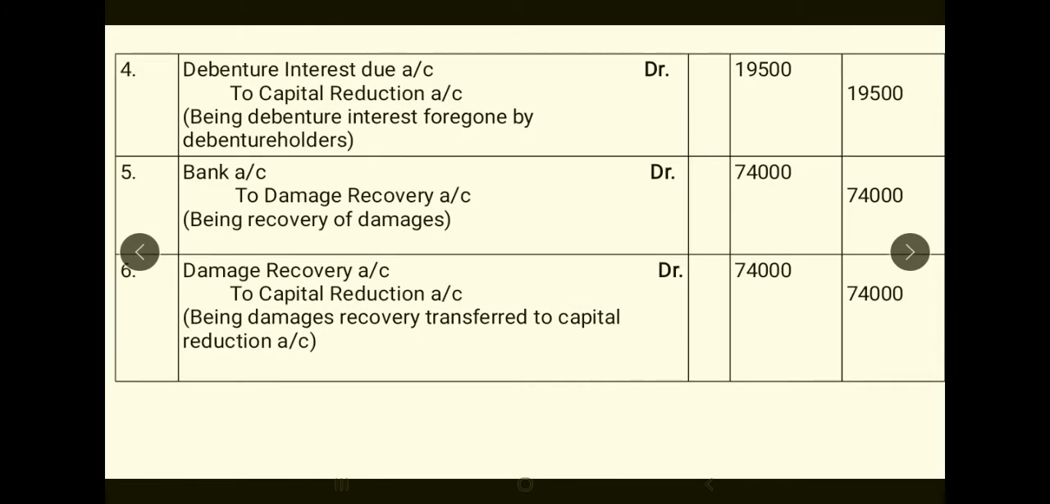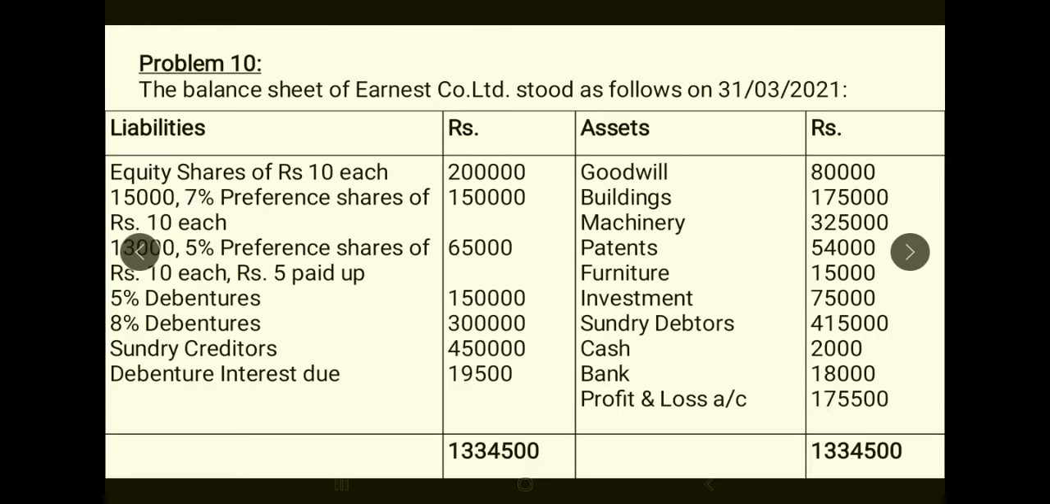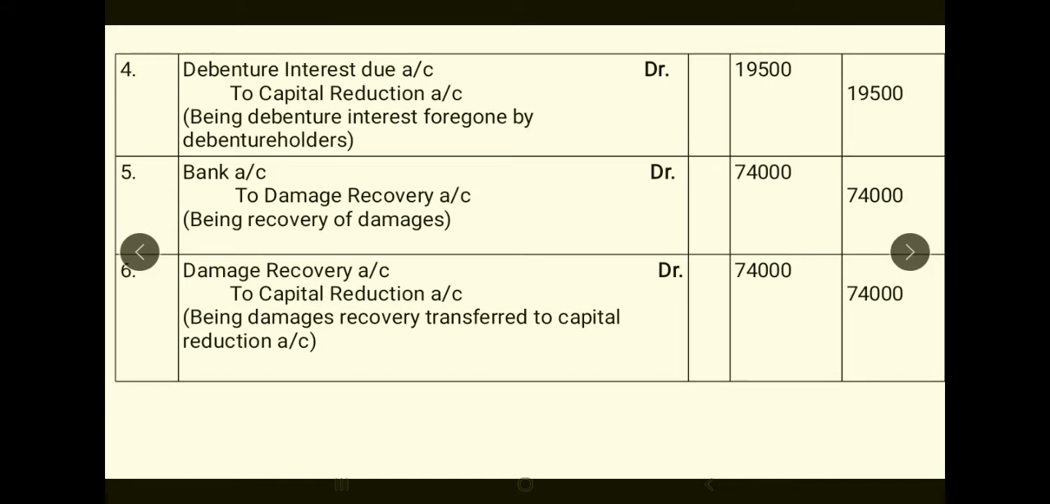So debenture interest is foregone. Here in the balance sheet you can see debenture interest due is 19,500. It is foregone, so it's a benefit. Liability is coming down. Debenture interest due is totally foregone. They have told that you don't need to pay it. So this amount will be transferred to capital reduction. So debenture interest due account debit to capital reduction 19,500. Debenture interest foregone by debenture holders.